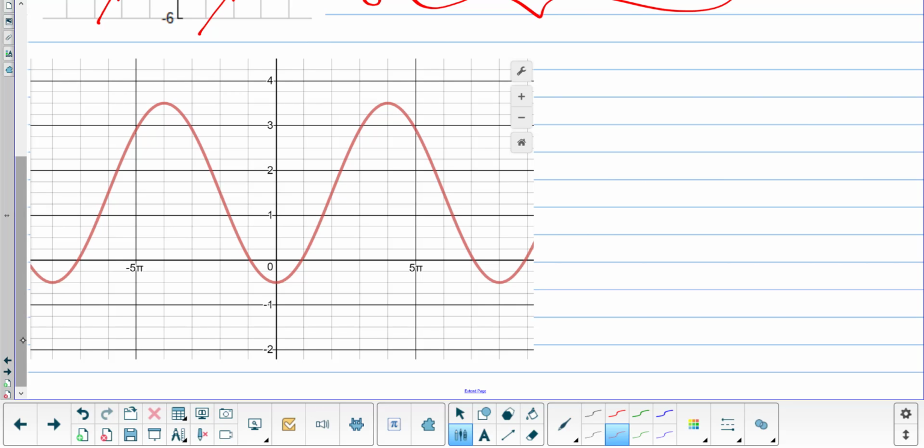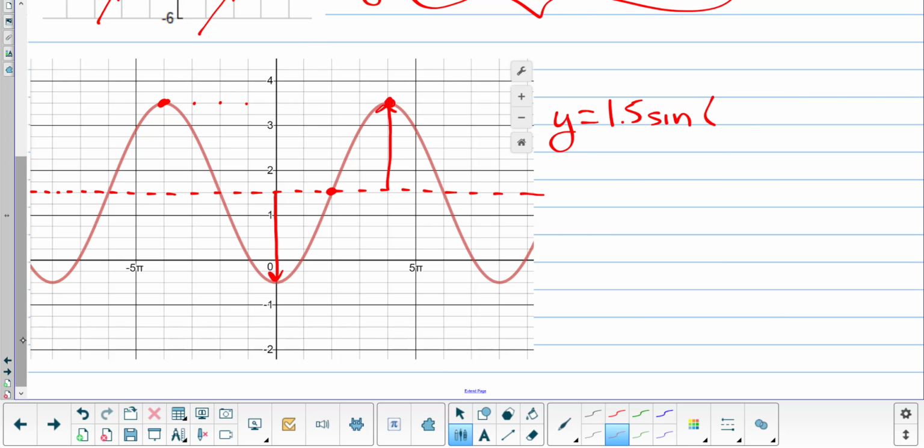Where's the midline on this one? I think it's at 1.5. There's the midline, so that 1.5 up is the top, and 1.5 down is the bottom of the wave. So our amplitude is 1.5. Sine of, I need the period. What should we pick for the beginning of sine? How about right there?